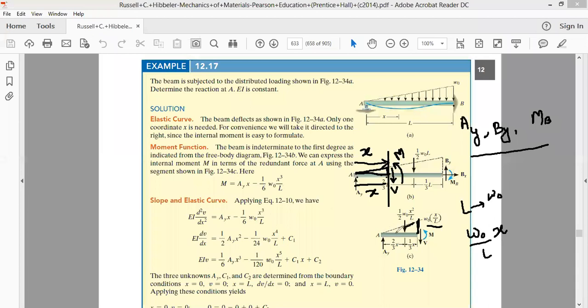Therefore, this triangularly distributed load can be replaced by a single load whose magnitude will be the area under the triangle, that is half of base x into perpendicular W naught x by L, that is W naught x square by 2L. And this will be acting at the centroid. The centroid from the 90-degree angle is at a distance one third of the base, that is x by 3. So this is how the analysis has been performed.